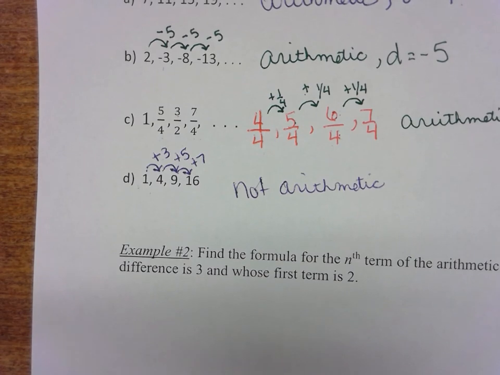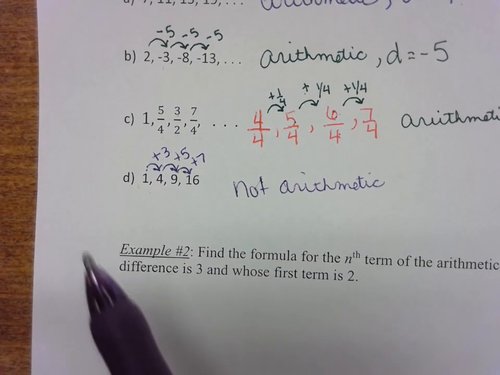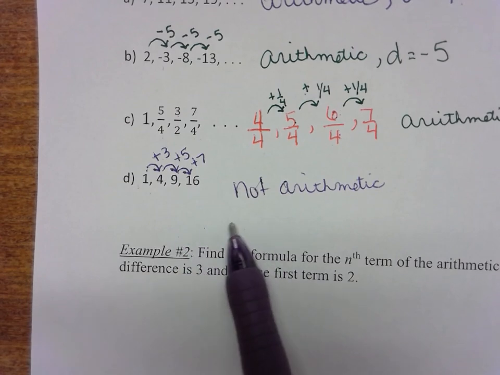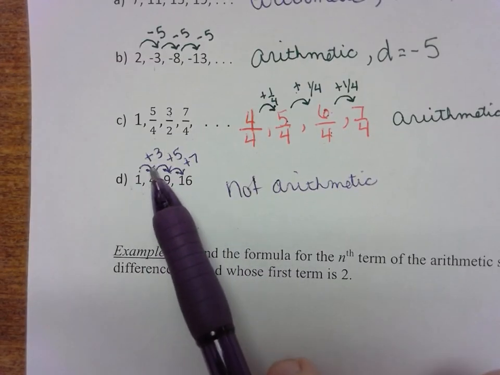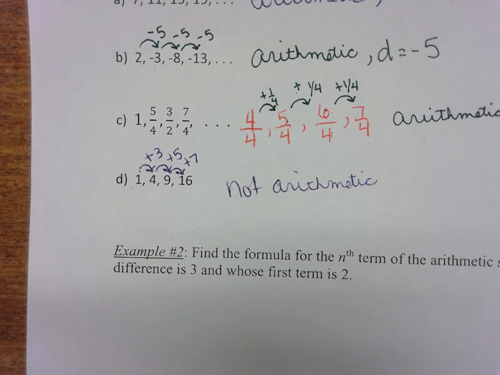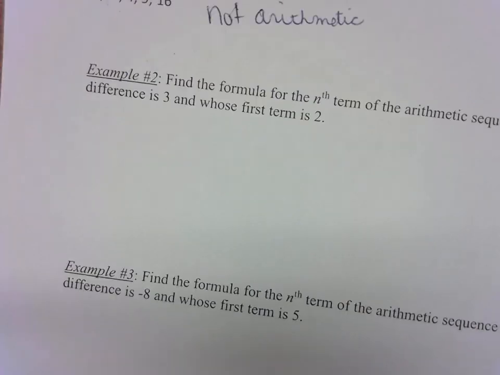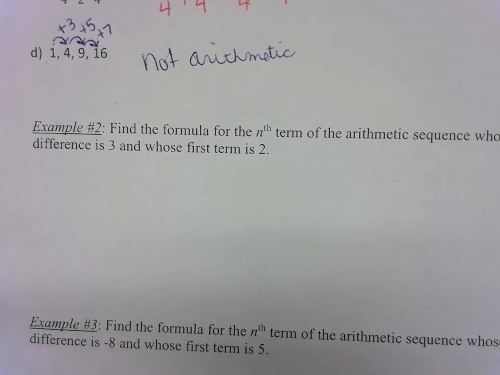But Miss Cleveland, there's still a pattern. The next one will go up by 9. The next one will go up by 11. Just because there's a pattern doesn't mean that it's arithmetic. Okay, but these numbers have to be exactly the same if we're going to call it arithmetic. All right, example 2, take a second to read over it.